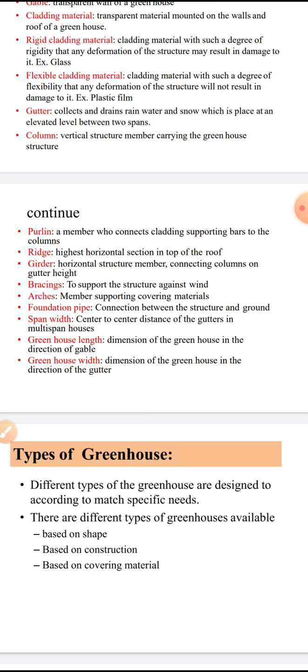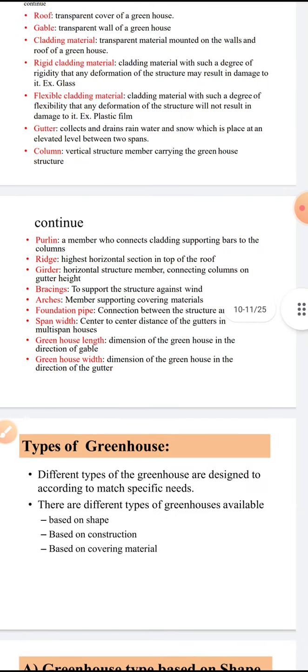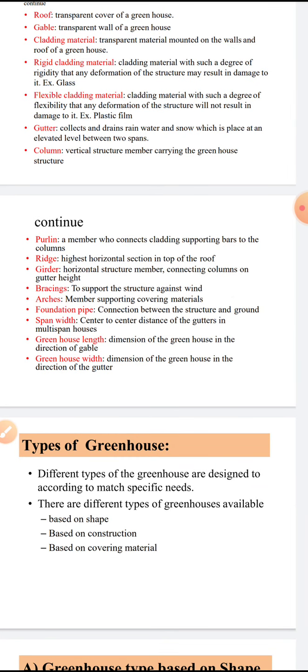Then arch, a member supporting the covering material. Then foundation pipe, connecting between the structure and the ground. It is the foundation pipe which mainly supports the structure of the greenhouse. Span width, the center to center distance of the gutters in multi-span houses.